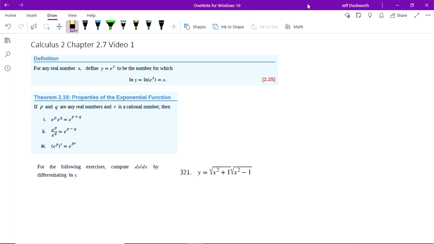All right, this is going to be a bit of a review from Calculus 1 or even trigonometry, pre-calculus, something along those lines when you dealt with exponents first. So we have a definition up here. For any real number x, we define y as y equals e to the x, to be the number for which the natural log of y equals ln of e to the x, which is just x.